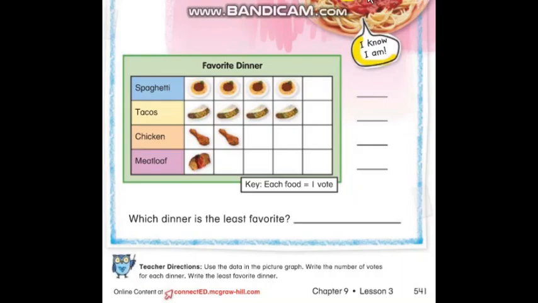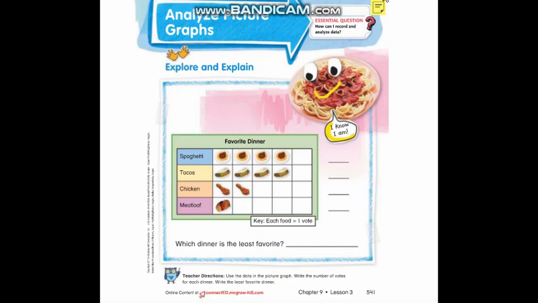So everyone, we are going to use the book, so please open your book and go to page 541. This is the number of the page. I want you to write the day and date. The day is Sunday and the date is April 19, 2020. Here is the title of the lesson, Analyze Picture Graphs.